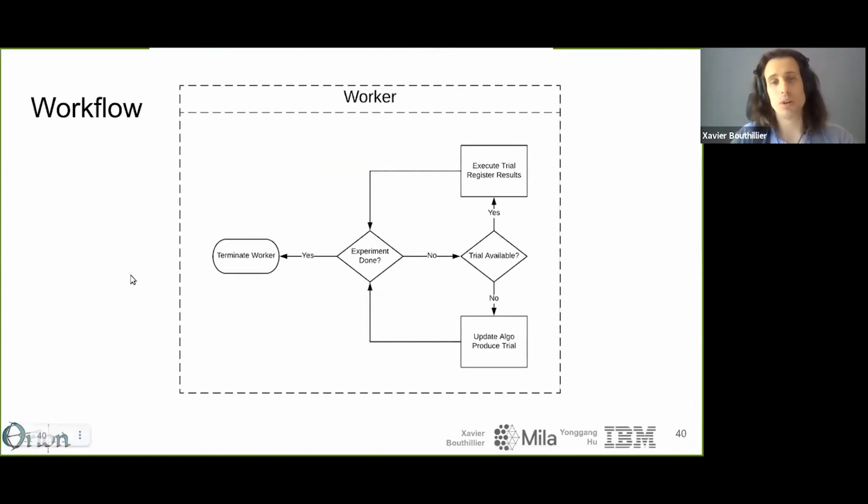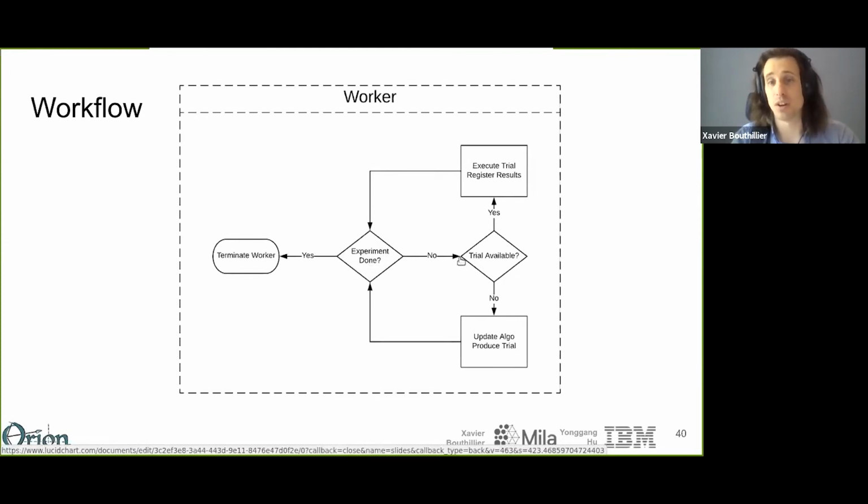So now if we open up the box of the workon function, let's try to see what is happening in the worker. The first step in this workflow chart, it seems stupid, but the first thing the worker will do is look if the experiment is done. And this is because Orion is asynchronous, so maybe there are other workers working at the same time that already completed the experiment before this one started. So we need to start with that.